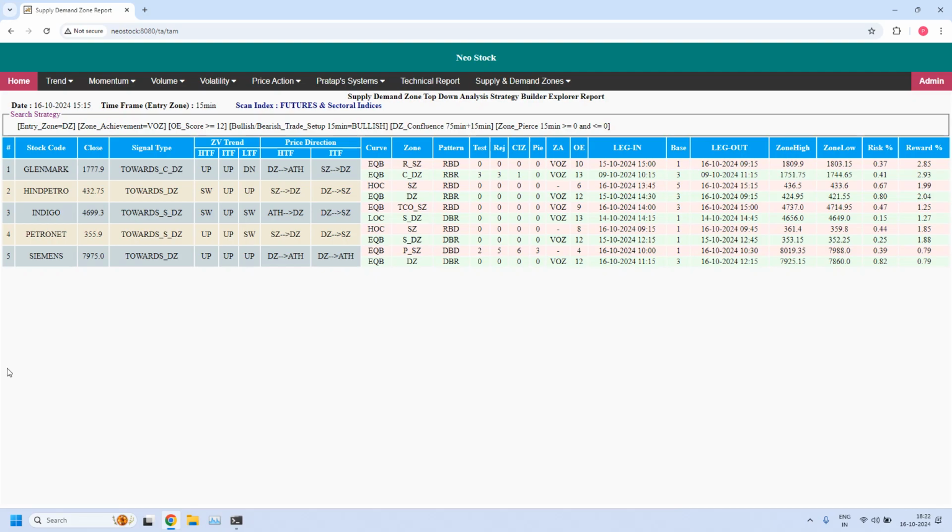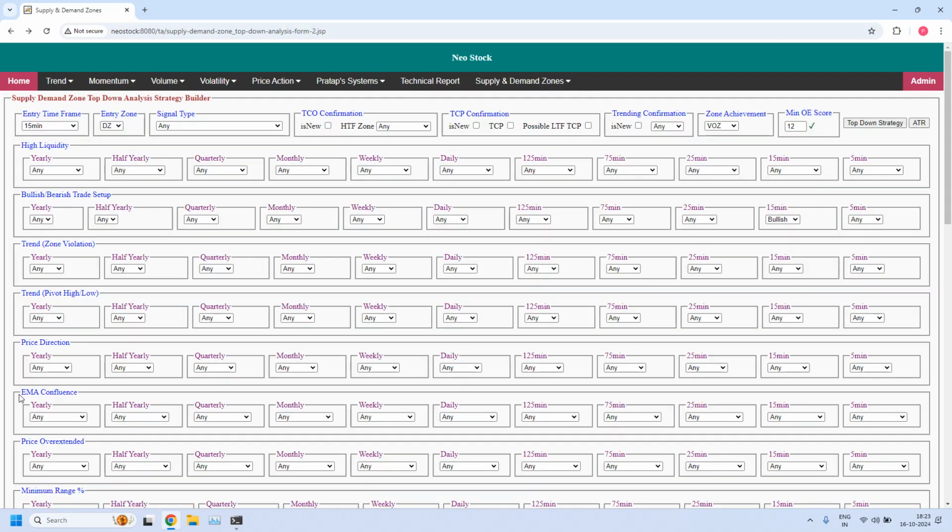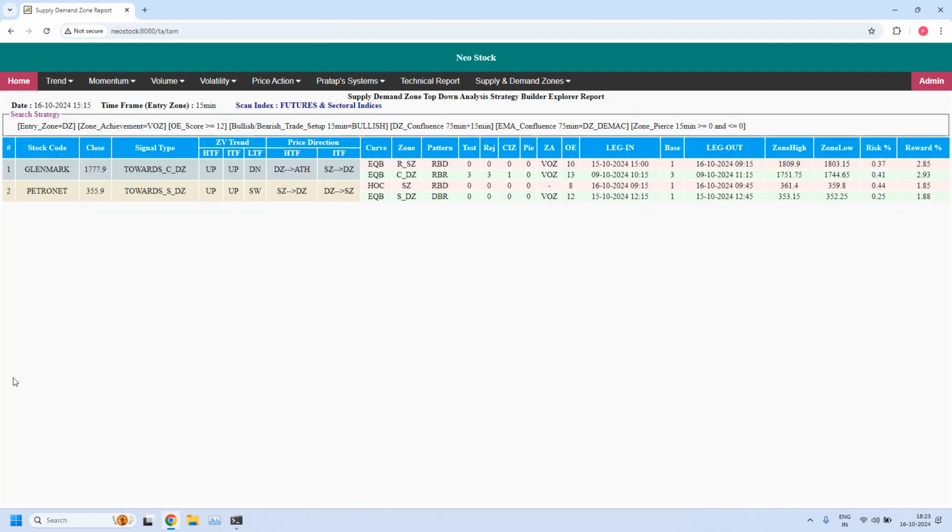All these 5 stocks are currently supporting a bullish trade setup for a daily income trade, and also the 15 minutes entry zones are part of the 75 minutes ITF zone. And the 75 minutes ITF trend is an uptrend. If they are having any daily EMA confluence, they are high probability setups. The 75 minutes demand zone with daily EMA confluence, let's verify. In the 75 minutes time frame, I set the 75 minutes demand zone with daily EMA confluence filter. Out of 5, 2 stocks are filtered.